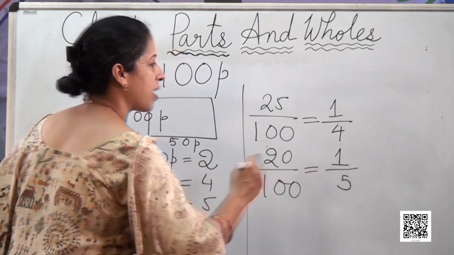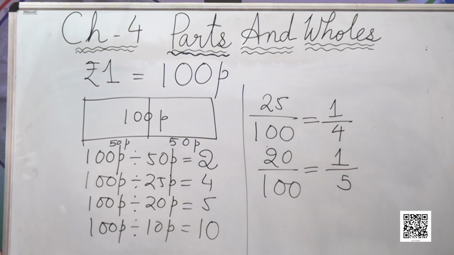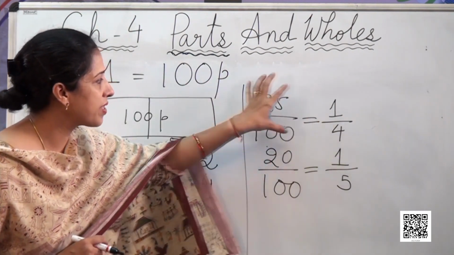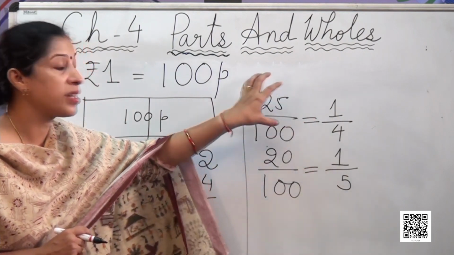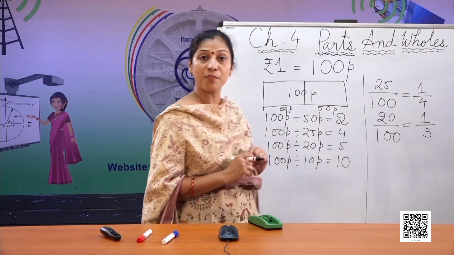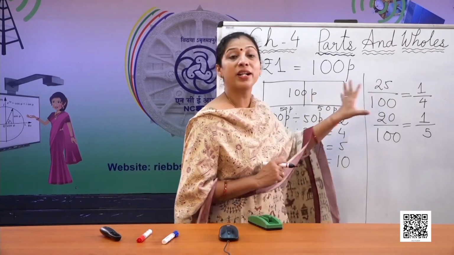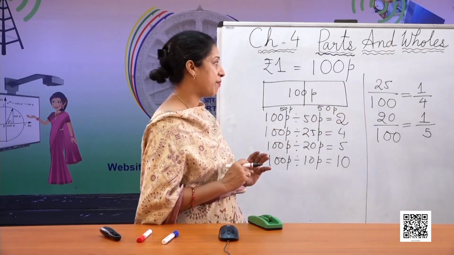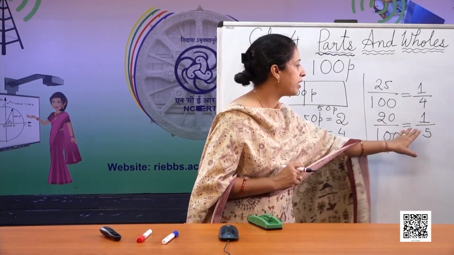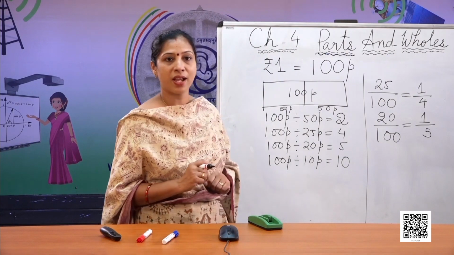So 1/5. Now last time we had learnt about equivalent fractions. So can you see what the relationship is? 1/4 is equal to 25/100. They look different. They look completely different in numbers, but the value is the same. Here also 20/100 is equal to 1/5.